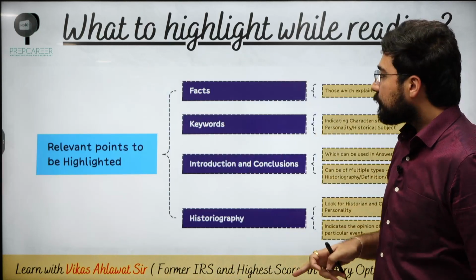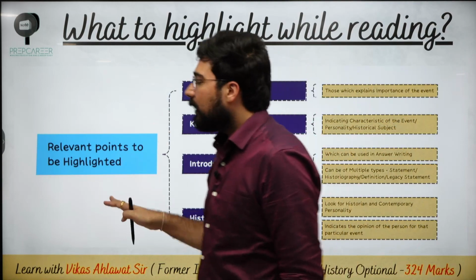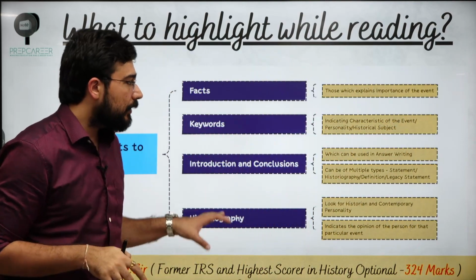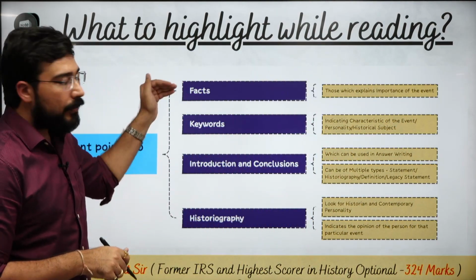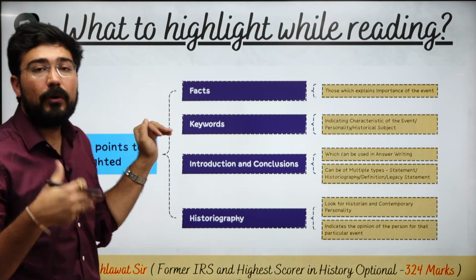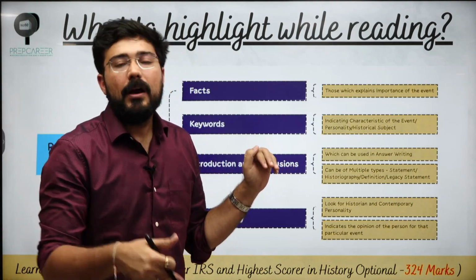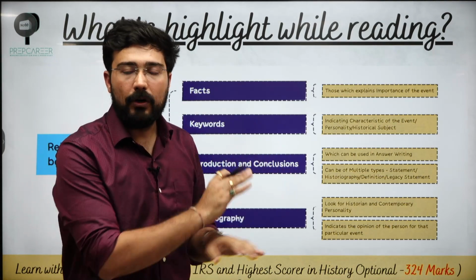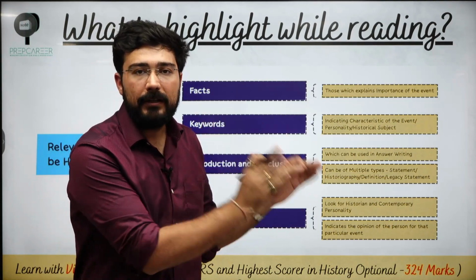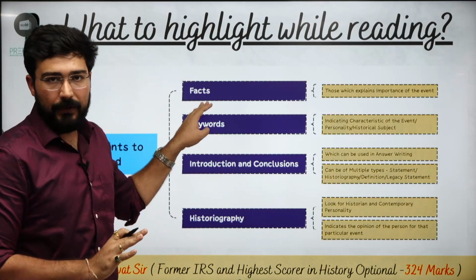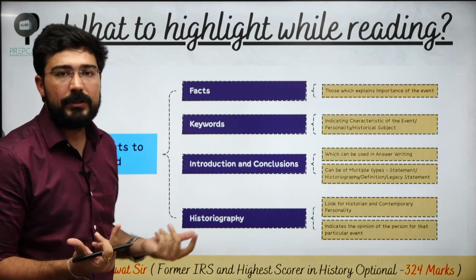Okay. Then what are the relevant things which you should highlight in your book? Important facts which are linked to this, like even the opening date. What was the opening date? On 8th of August, Gandhiji gave the speech. By 9th of August, by the early morning, all the Congress leadership was behind the bars. Important facts.